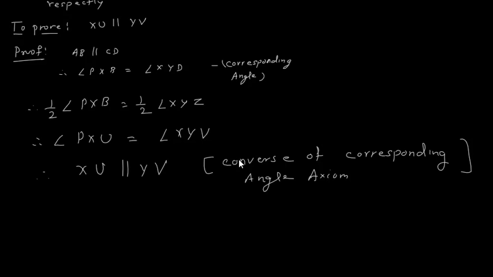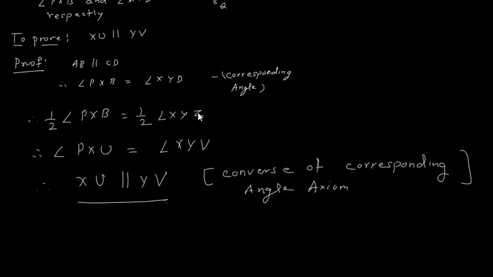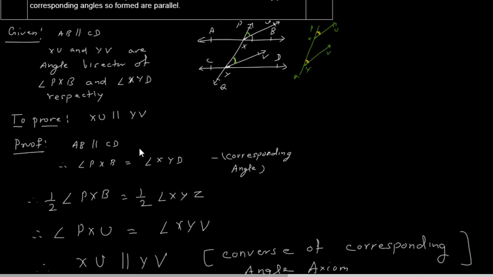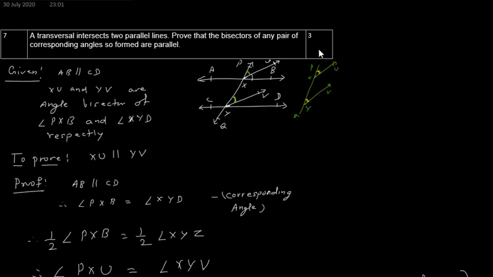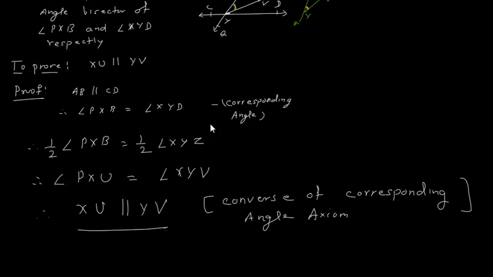Check your solution whether you have done like this or not. If you have not done in this manner, then definitely you will not get full marks, which is 3. So you have to draw a diagram, you have to write given, you have to write to prove, and you have to give the logical statements as here we have given. Now let us move to the next question, 8th question.